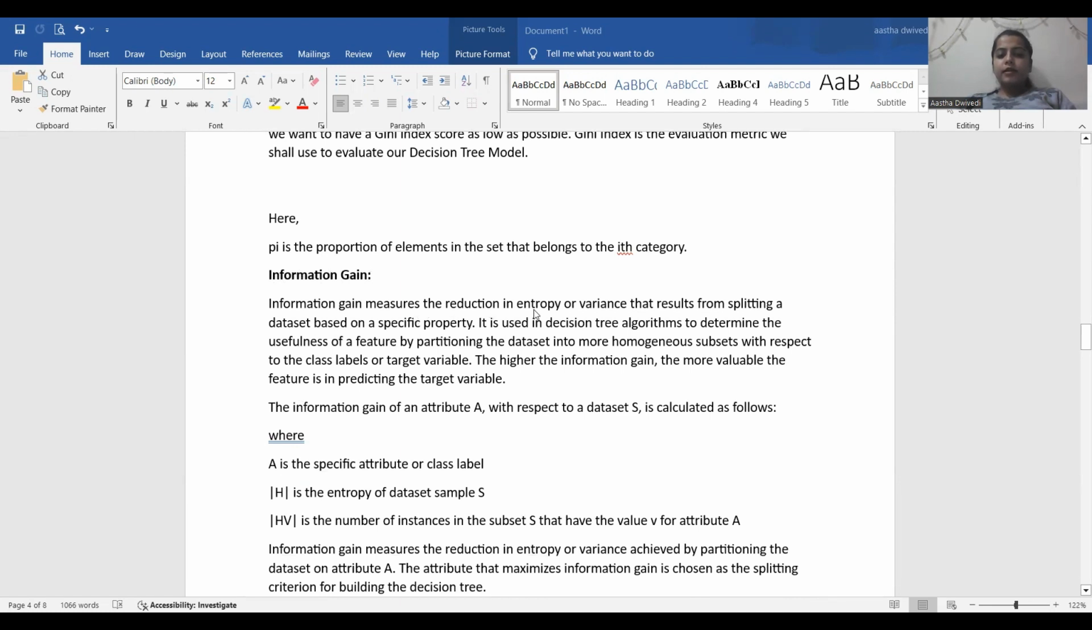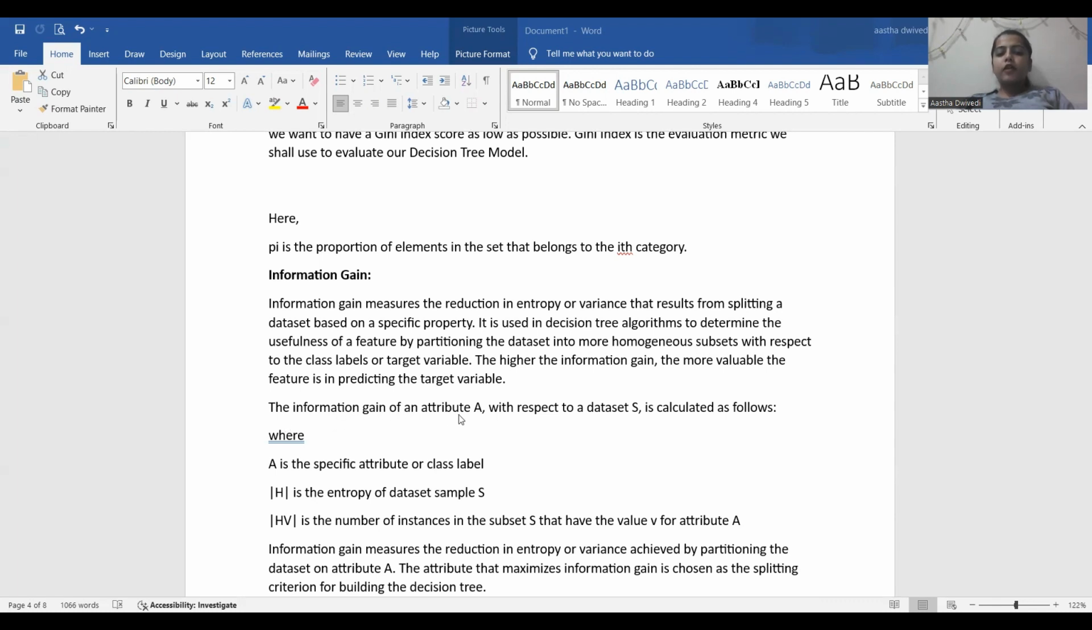Next is information gain. Information gain measures the reduction in entropy or variance that results from splitting a dataset based on a specific property. It is used in decision tree algorithms to determine the usefulness of a feature by partitioning the dataset into more homogeneous subsets with respect to class labels or the target variable. The higher the information gain, the more valuable the feature is in predicting the target variable.